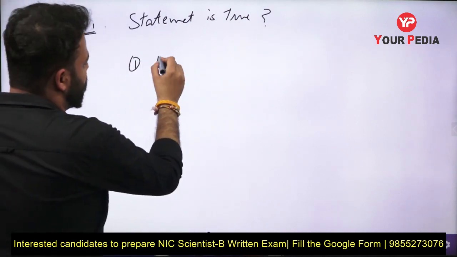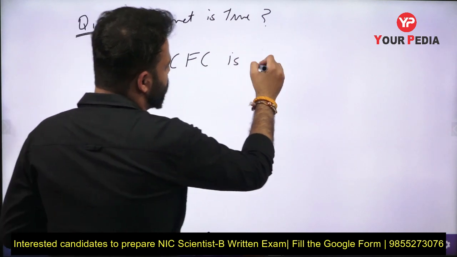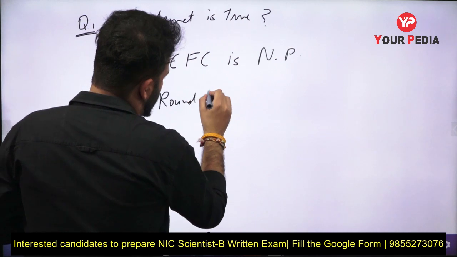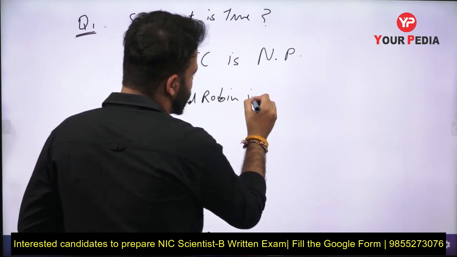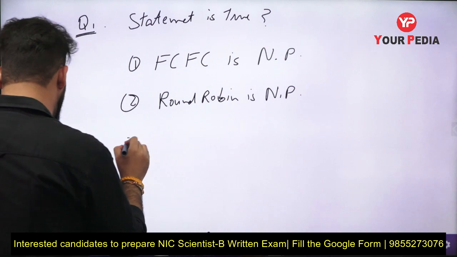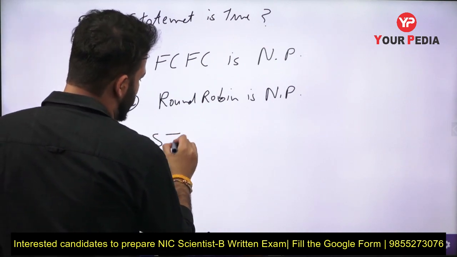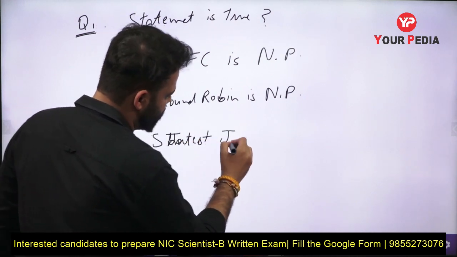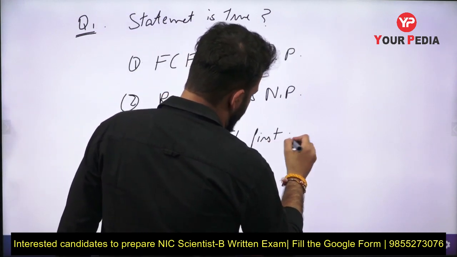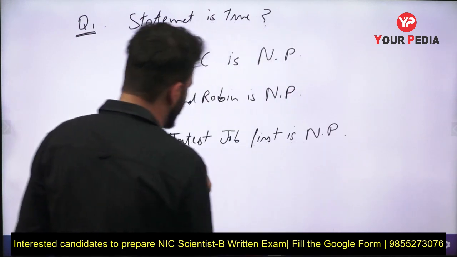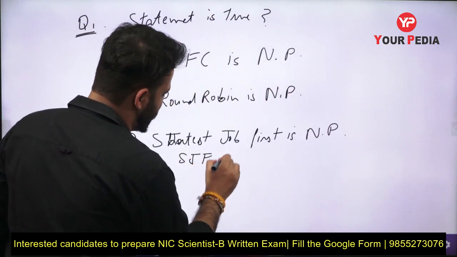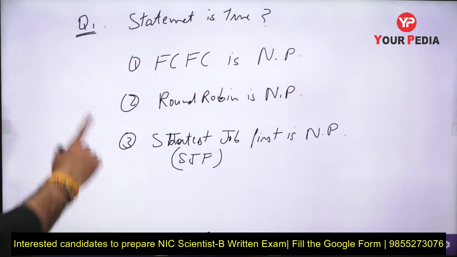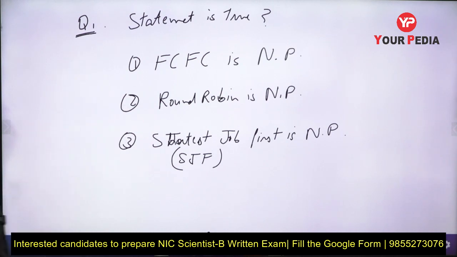First statement is, first come first serve is non-preemptive. Second is, round robin is non-preemptive. And third is, shortest job first is non-preemptive. Shortest job first is also called SJF, and the shortest remaining time first is SRTF. So which of the following statements are true? And there were some options given.